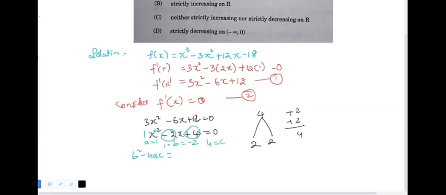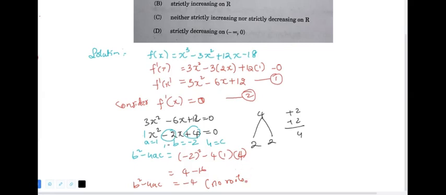So if you substitute here, we get minus b is minus 2 whole square minus 4 of a is 1 and c is 4. So it will become 4 minus 16. So that will be negative 4. b square minus 4ac is negative. If it is negative, we have no roots. That is, the quadratic equation has no root.